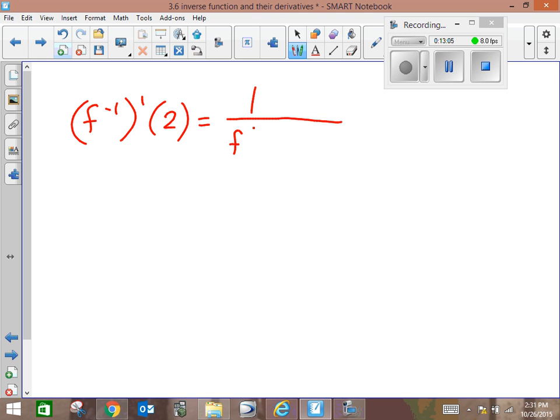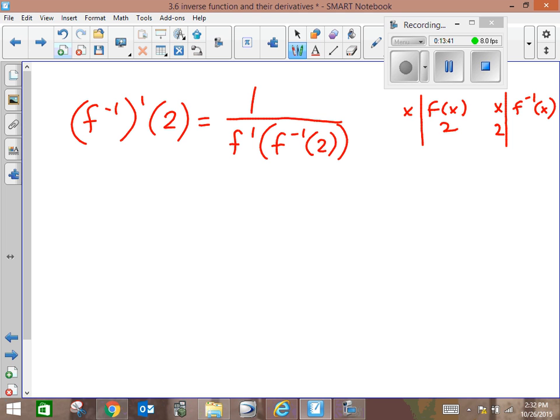F prime, F inverse at 2. Now, this says I want to know what the inverse is when x is 2. So that means if it's x over here, it's y over here on the regular function, right? The inverse gets them switched. Okay, go back and check.